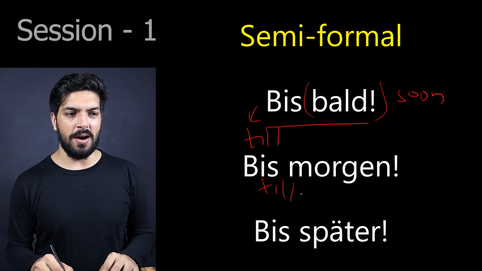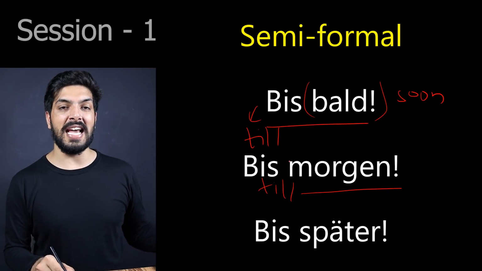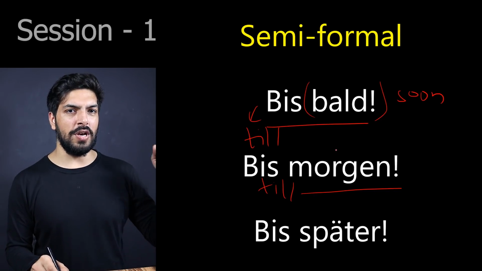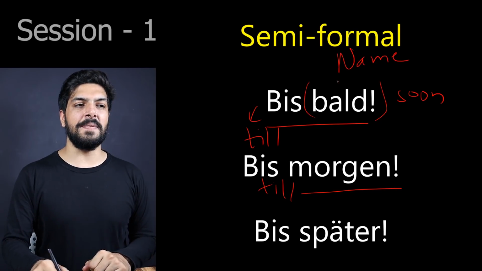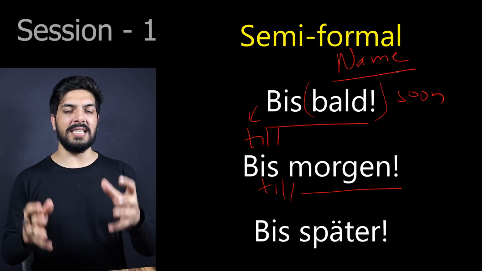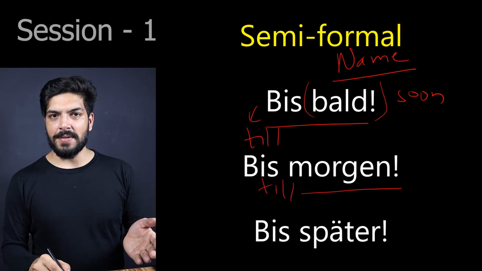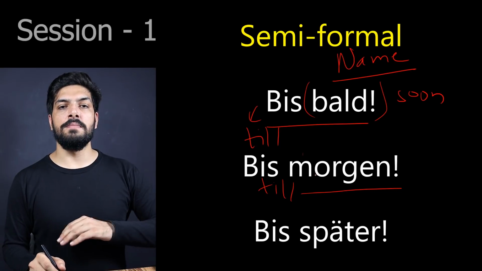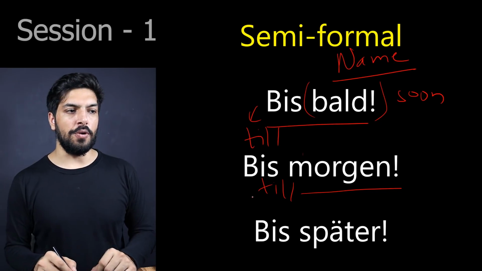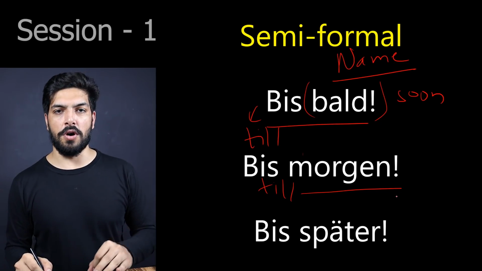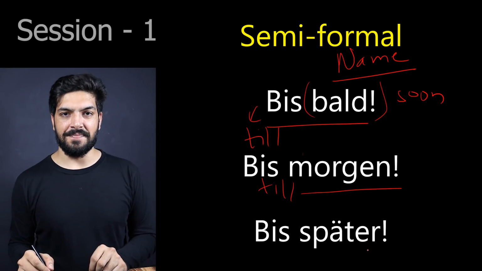Bis morgen. Now you might think I said guten Morgen means good morning. No, that was M capital. And also you might have noticed in some of the spellings I have written Name with N capital. It's because all nouns are capitalized in German. Right. Why didn't I write here M capital? Because if I make it capital, it becomes morning rather than till tomorrow. Okay. So bis morgen becomes till tomorrow. Bis morgen, till tomorrow.